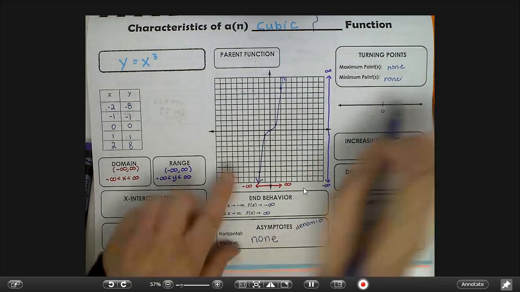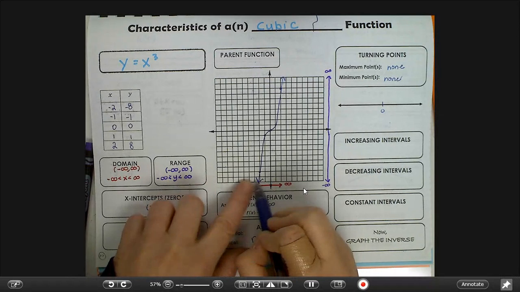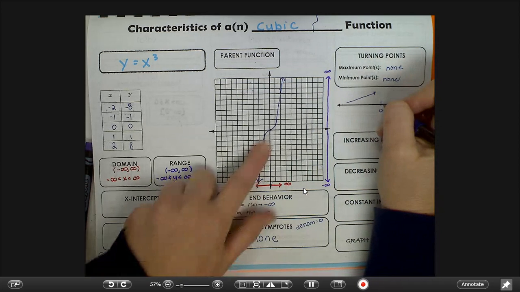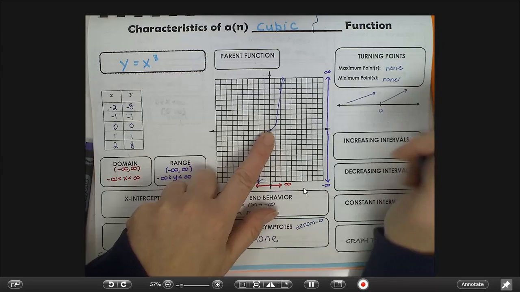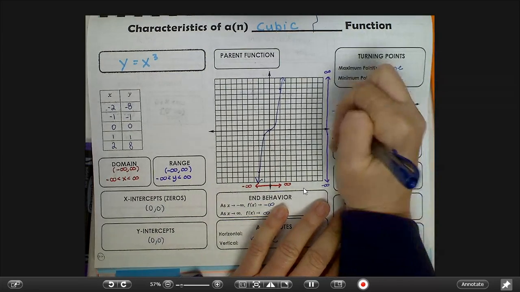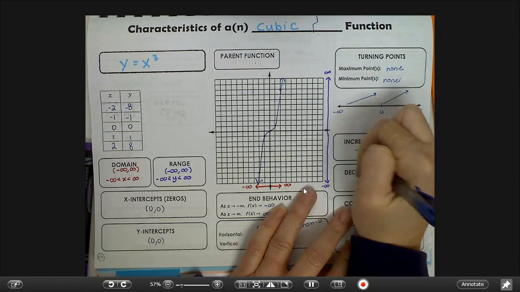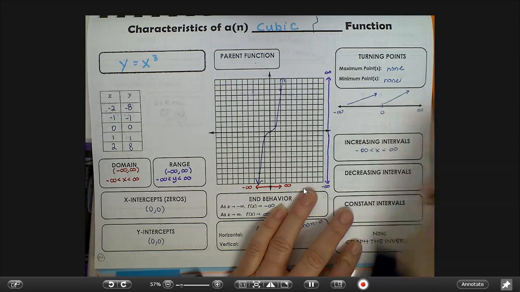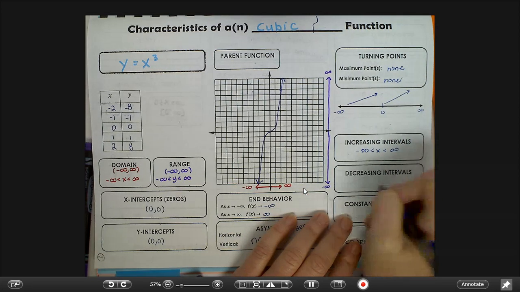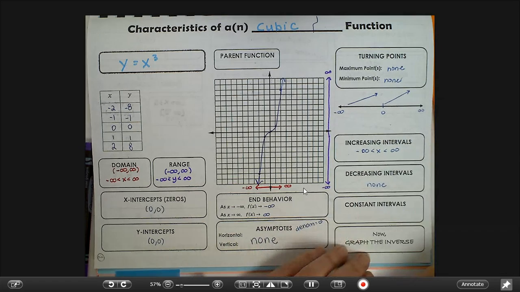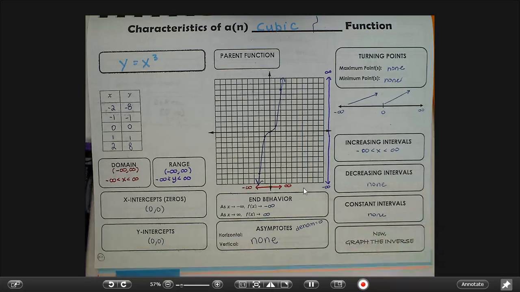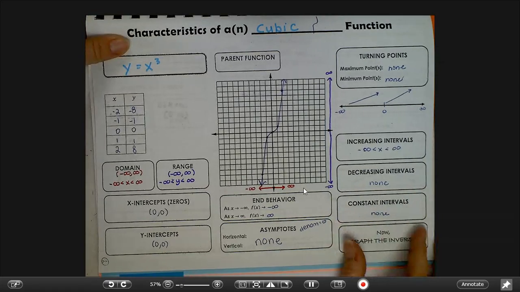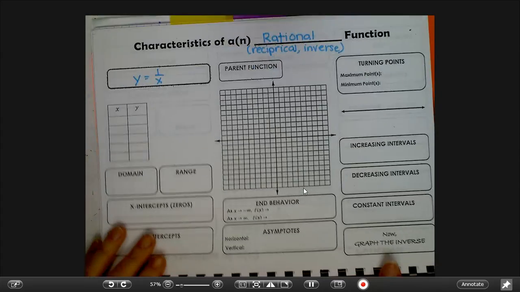Now here's our x-axis. Let's look. So from this way, if we're looking at it, it's going up to 0. And from 0, it's still going up. So it's increasing the entire time. It's never changing. It's going from negative infinity to infinity. And it's never decreasing. It's always going up. And there's no constant part, so that's it. All right, so that's the overview of a cubic function. And let's look now at a rational, reciprocal, or inverse function, all the same.